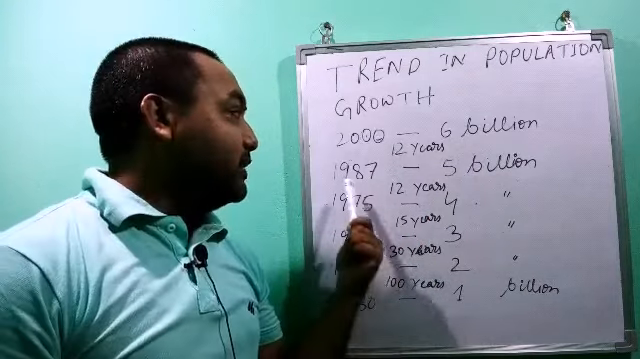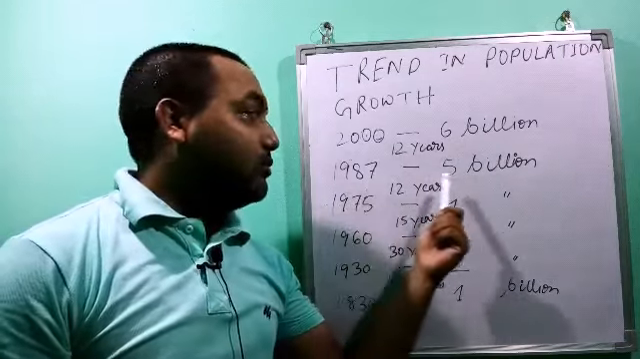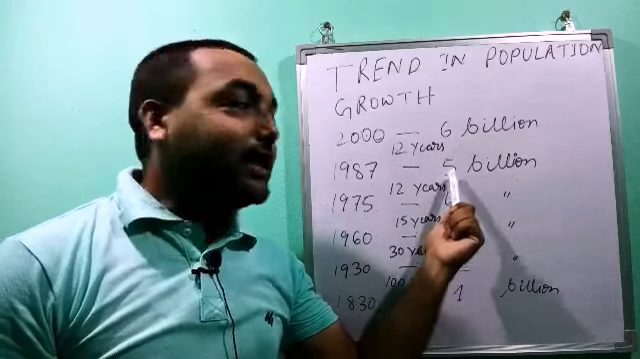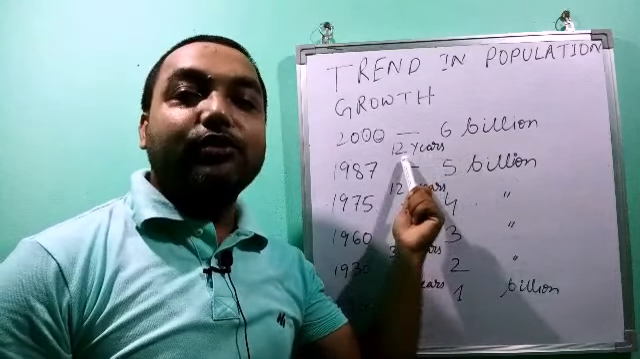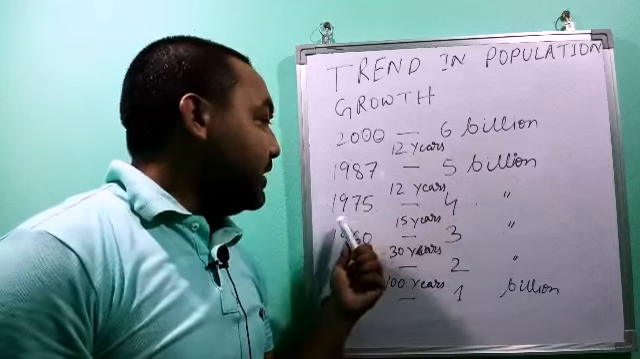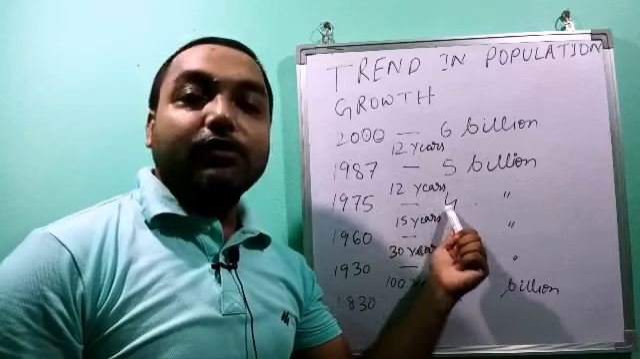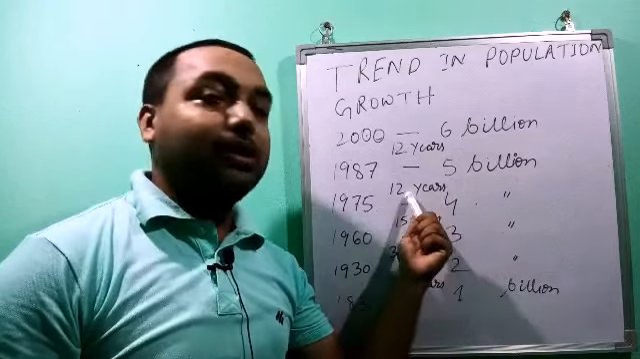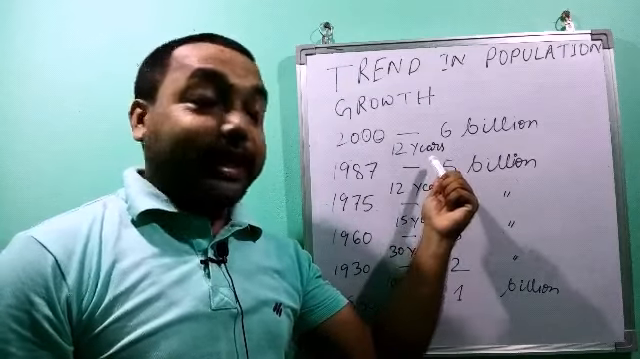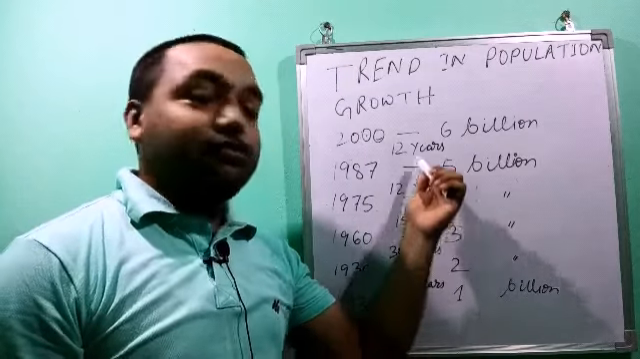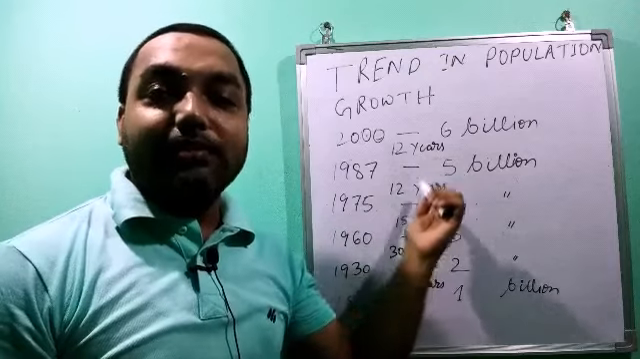So in 1987 it was 5 billion, that is, to add the next 1 billion it has taken 12 years. Next, again in 1975 it was 4 billion, again it has taken 12 years to add. So in just 12 years and 12 years, 2 billion population has been added.